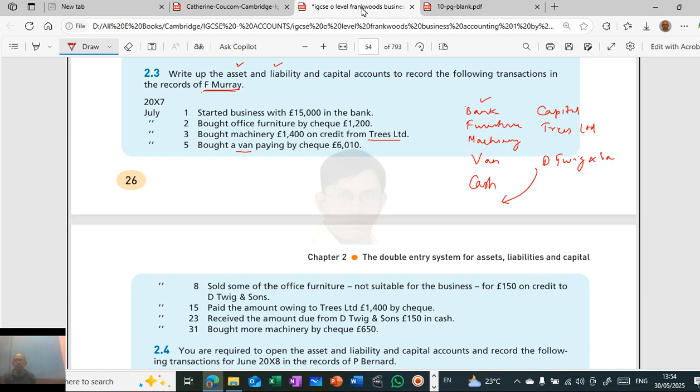Then bought more machinery by check, 650. Machinery account is already there, so we don't have to add it. Now we need to open bank account, furniture account, machinery account, van account, cash account, capital account, Trees Limited account, and D Twig and Sons account. So how do we do that? You can try answering this question on your own. We will discuss this now itself and work it out together.